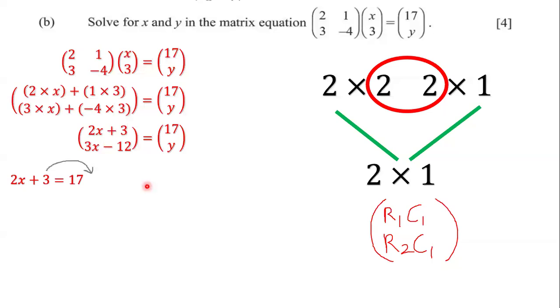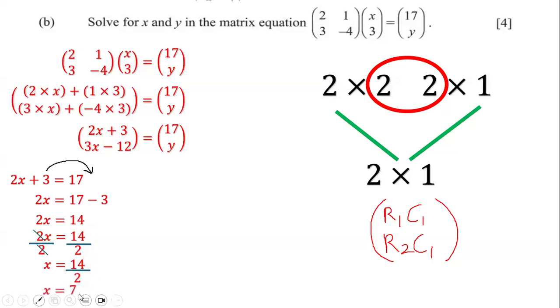And so what do we have next? We have to take this 3 and send it over the equal sign. It was a +3, but when we send it over the equal sign, it becomes a -3. And so we have 2x is equal to 17 minus 3. What is 17 minus 3? Well, 17 minus 3 is 14. And so we have 2x is equal to 14. We divide both sides of this equation by 2. We cancel the 2s, and so we have that x is equal to 14 divided by 2, and 14 divided by 2 is definitely 7. So x is equal to 7.